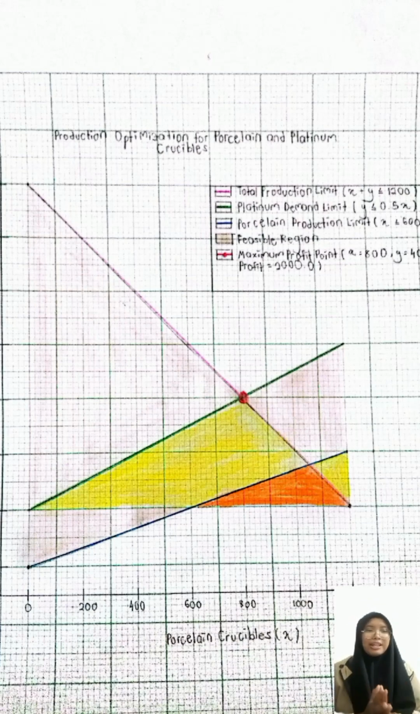And then finally, plot all three lines on a graph with x on the horizontal axis and y on the vertical axis. The feasible region will be the area enclosed by all three lines.